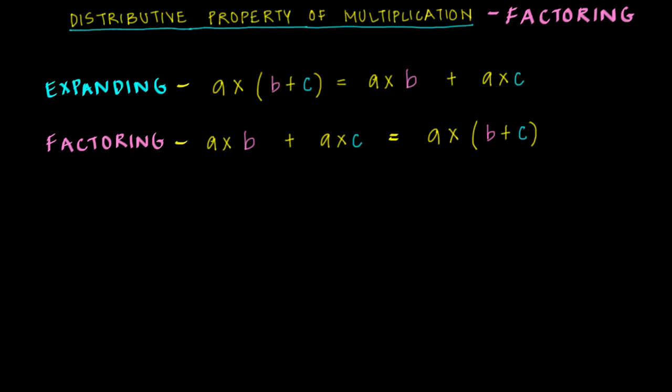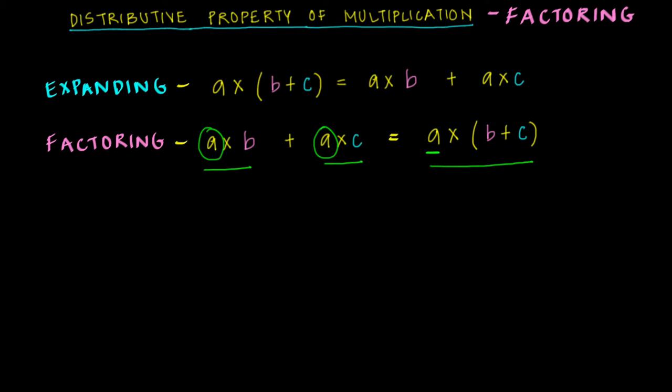The factoring form tells us that if we are given a times b plus a times c, we can rewrite this as a times (b + c). Essentially, there is a common factor, that's a, and we can factor out this common factor and write this as a times (b + c). So factoring and expanding are opposite processes in the distributive property of multiplication.